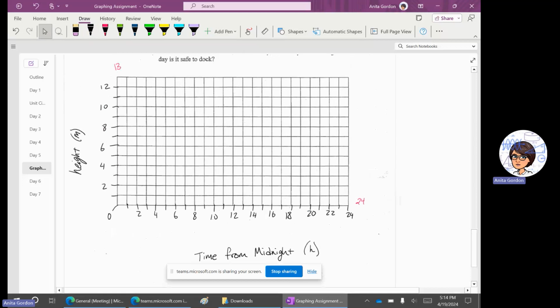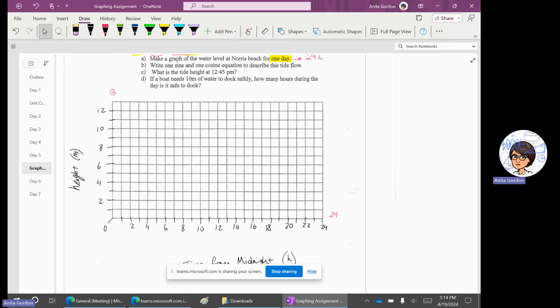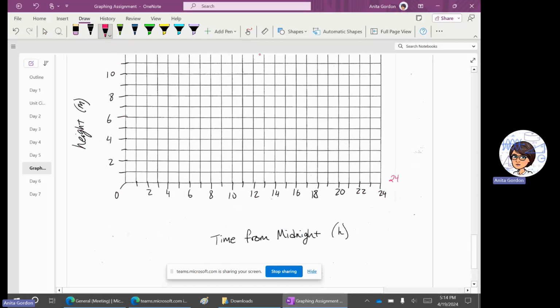Okay, so I have my scale set. And I'm looking at 2 key points that were given to me. The first thing is that the height is low at 3.8 meters at 2:30 in the morning. 2:30 in the morning is 2.5 hours after midnight. So I'm going in here somewhere between 2 and 3, going up to 3.8. This is going to be the start of my graph. I'm going to mark that point. 2.5 hours after midnight, the low is 3.8.